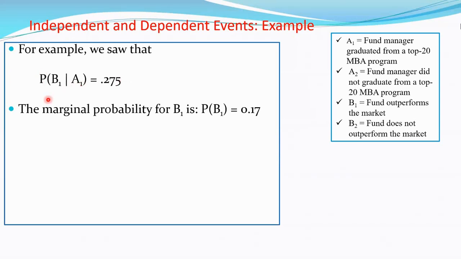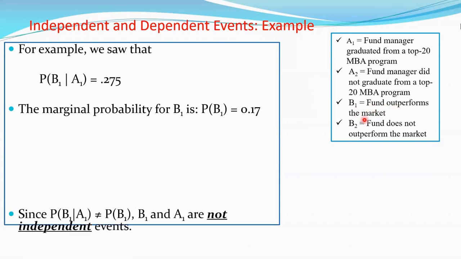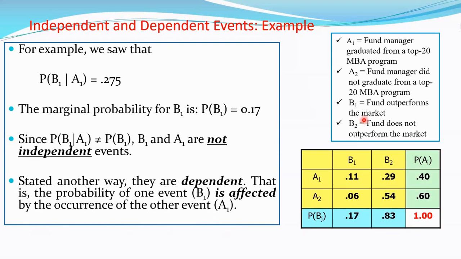Then also, if B1 and A1 are independent, we need the probability of B1. So what is the probability of B1? That is the fund outperforming the market. The probability of the fund outperforming the market is 0.17. So now you look at these two probabilities: 0.275 and 0.17. Since these two probabilities are not equal, we can say that these two are not independent. That means they are dependent.